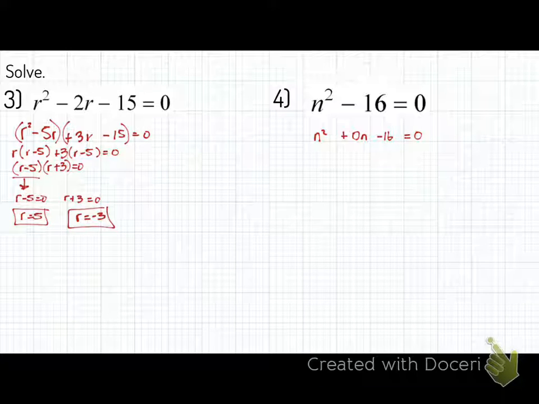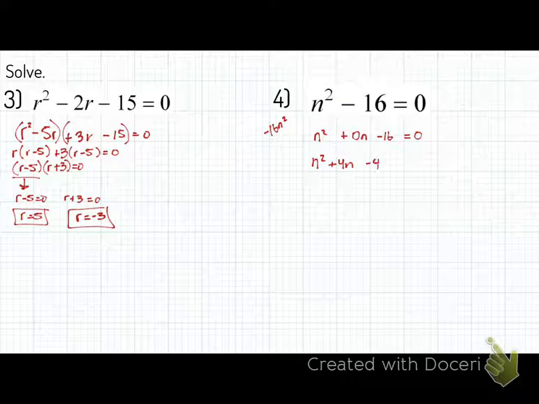Okay, eyes up here. N squared times -16 is -16n squared. What times what is going to be equal to -16n squared but add up to 0n? -4 and 4. -4n and +4n, right? Yes? Okay, keep going. What are my 2 answers? Working with your group. Good, 4 and -4, right?